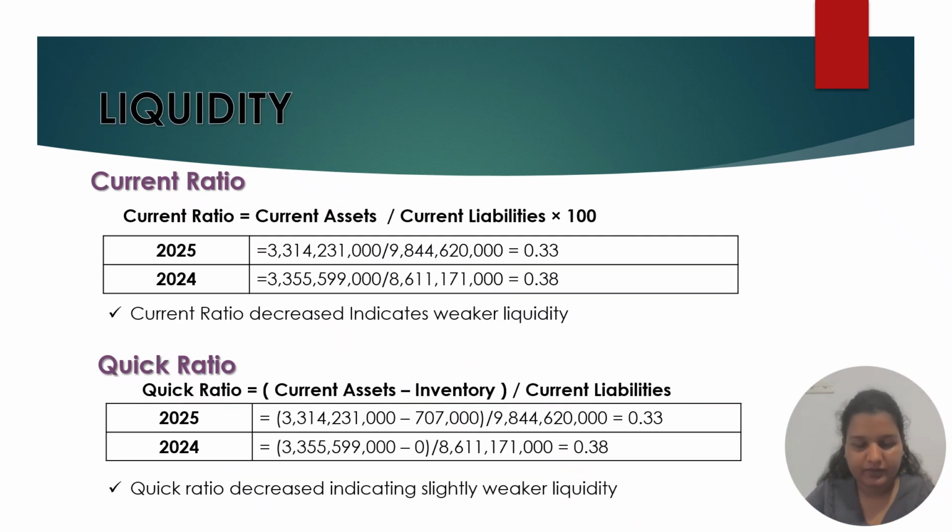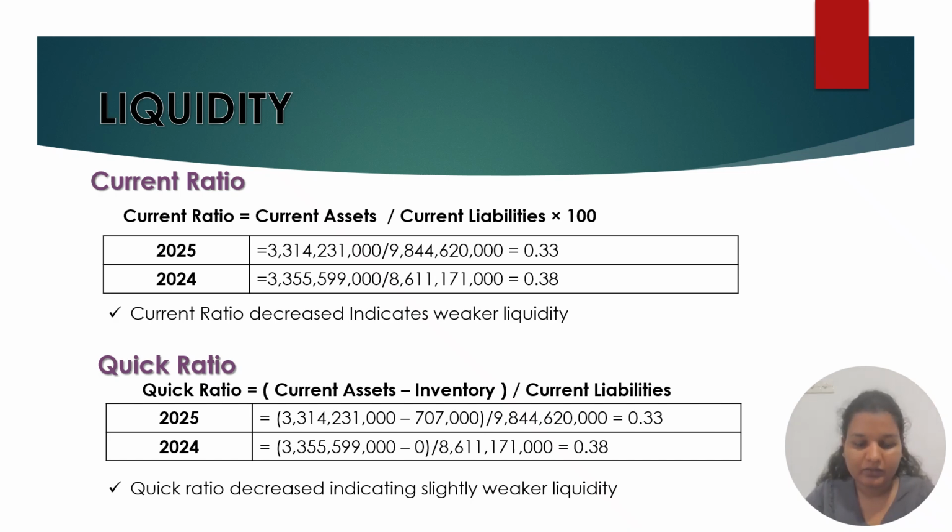Next one is liquidity. Under liquidity, the first ratio is current ratio. The current ratio is calculated as current assets divided by current liabilities multiplied by 100. The current ratio is 2025 0.33, 2024 0.38. The current ratio decrease indicates weaker liquidity compared to the previous year.